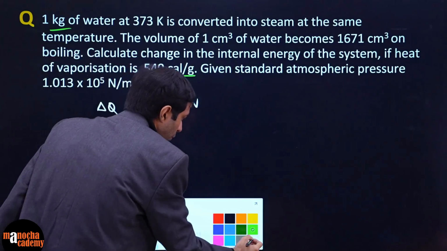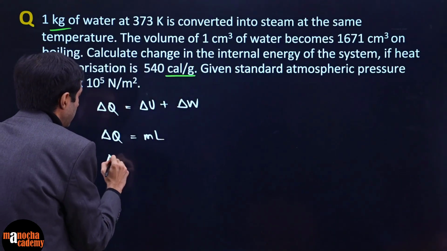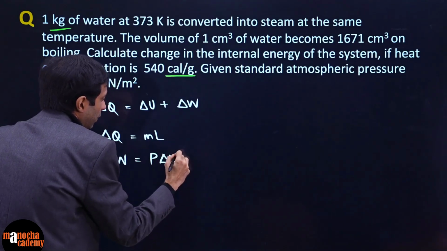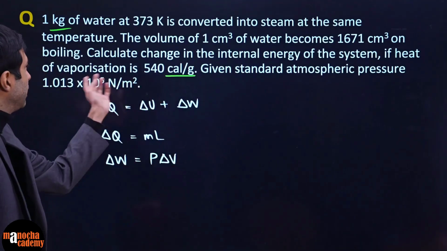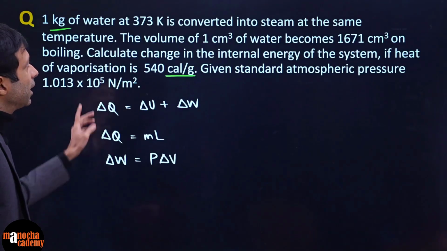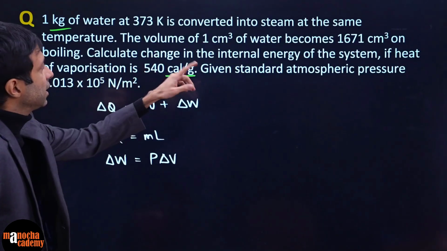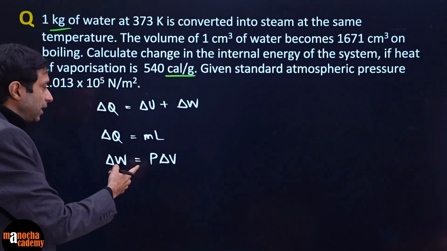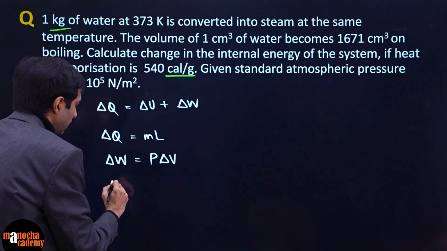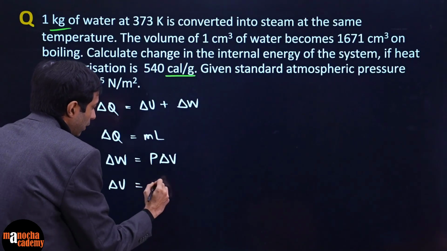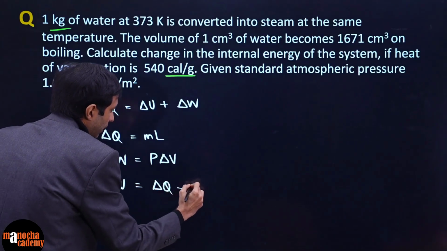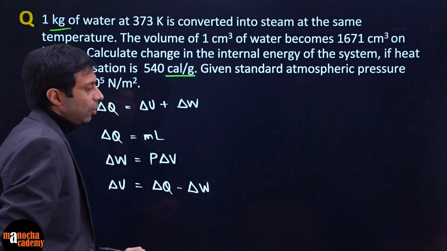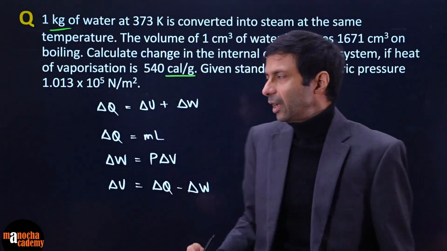And then how do you calculate work done? Delta W is P delta V, because we are assuming constant pressure, right? One pressure is given. And again, change in volume, see, 1671 minus 1, right? So again, like last time. And from here, you can easily find delta U will be delta Q minus delta W. That's it. Same procedure, only take care of the units, right?